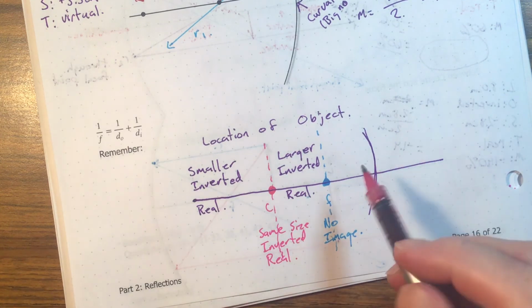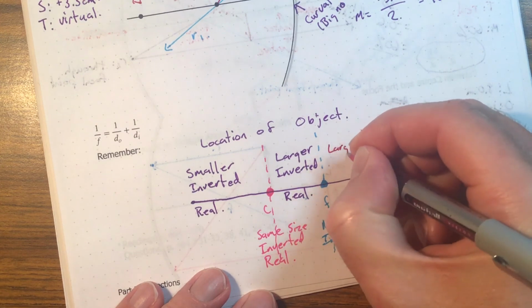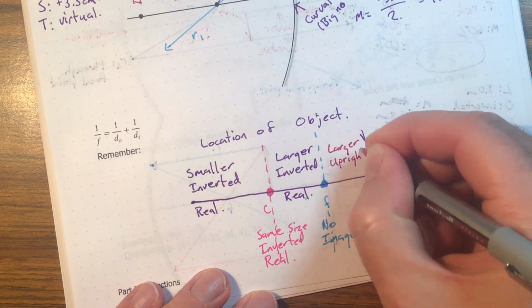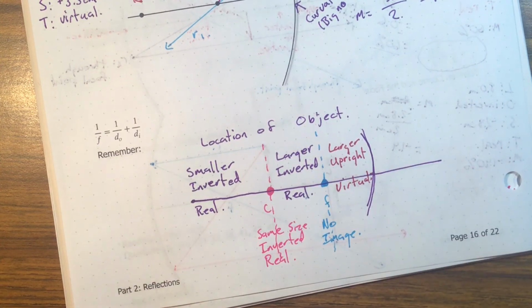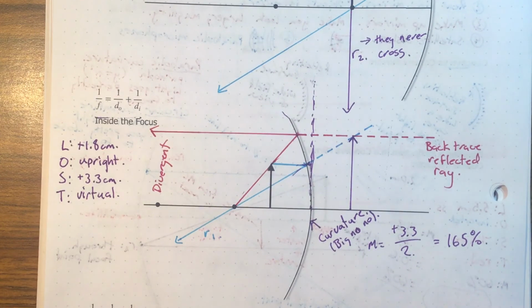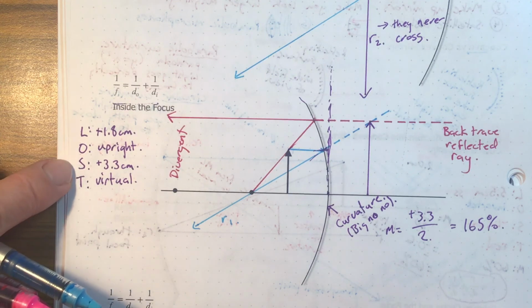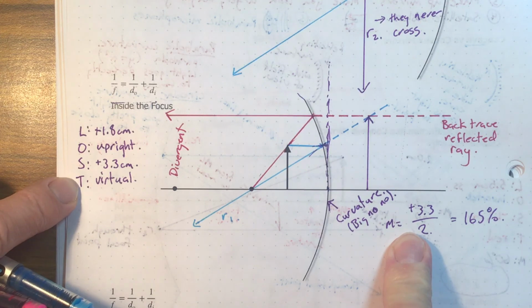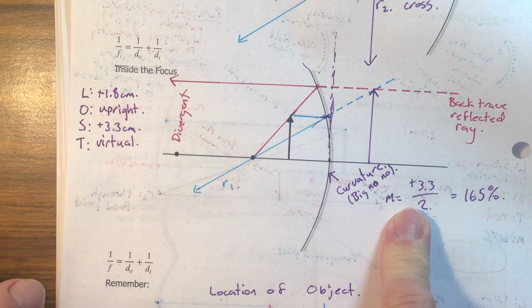Then if the object is between the focus and the mirror, we're going to get larger, enlarged, upright, so same orientation, and virtual. And there you have it. You should be able to draw ray diagrams accurately, locate the location, the orientation, the size, the type, calculate the magnification, and use this formula here to indicate whether or not you did it accurately.